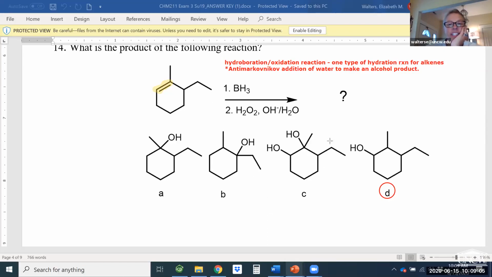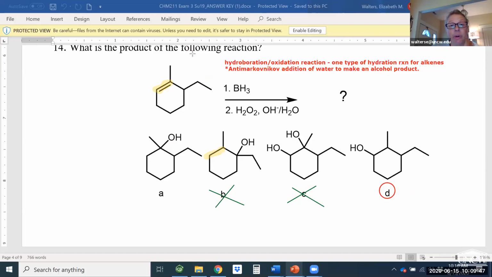Okay. C is a diol, so that can't be right. If you look in B and you highlight the carbons involved in the reaction of the alkene, the OH ends up on a carbon that wasn't in the original pi bond, so that makes no sense. So this one has to go. And then when you look at A versus D, they're both alcohols. But in A, the hydroxide is on the more highly substituted carbon from the original pi bond. So this is the Markovnikov product.